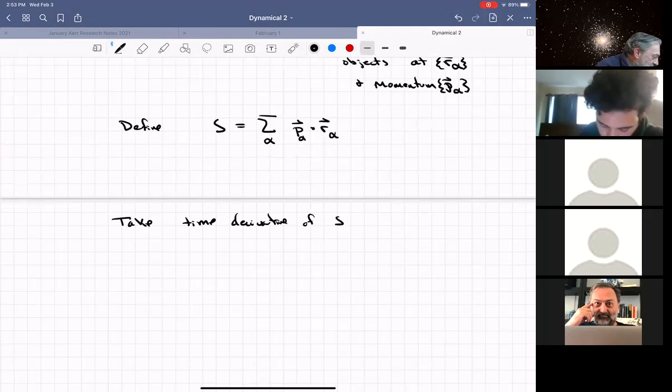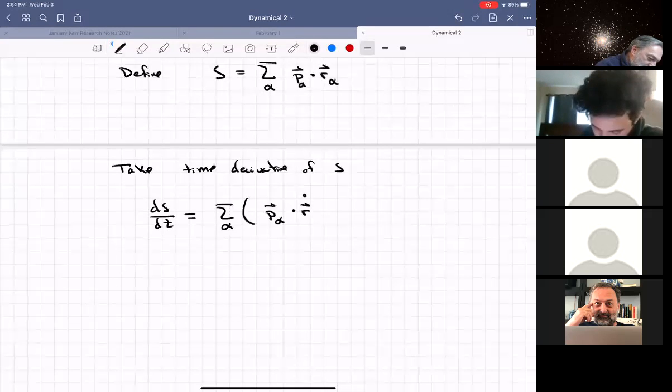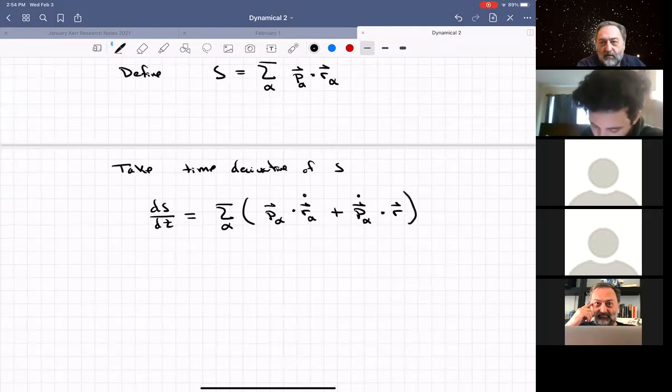of S. So dS/dt, there's a product here. I can pass it inside of the sum, is going to be P alpha dot R vector dot alpha plus P dot R. Okay, so it's a product, right? So I can just do a product rule. Okay, there we're good.